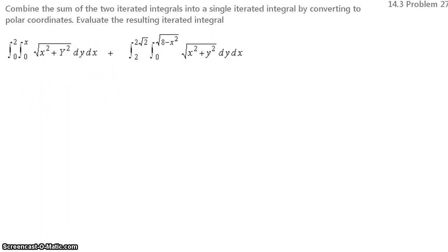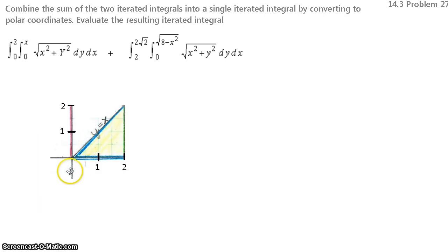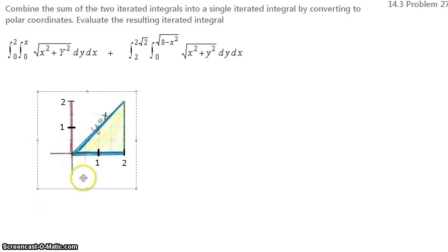So with a problem like this, I usually like to start off by drawing the space that we're going to be looking at. So here's one region that we've got. The boundaries for this are 0 to x in terms of y. So you've got y equals x and you've got y equals 0. And then you've got your boundaries for x. You've got 0 and 2. So that gives us a nice little triangle. Pretty simple.